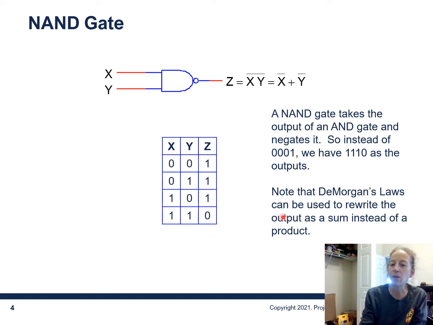Note that De Morgan's laws can be used to rewrite the output as a sum instead of a product. So break the line, change the sign, cutesy little rhyme there. So break the line, we end up with X bar and Y bar, and then change the sign from multiplication to adding. And you can also see that in the truth table, if either X or Y is low, or both, then the output would be high. It's when neither of them are low that the output is low. So that's what a NAND gate does. Make sure that you're really clear on what this gate actually does.